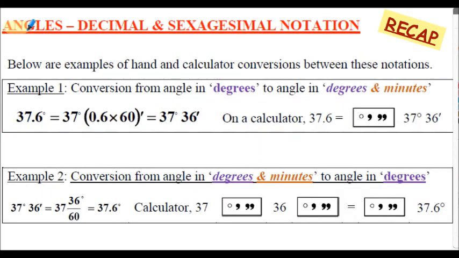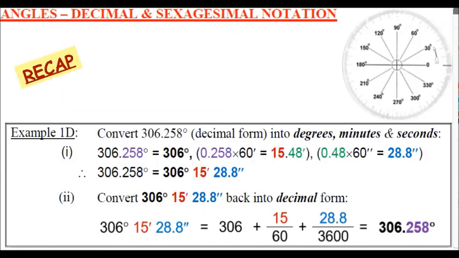Here's an example of converting angles from decimal to sexagesimal notation and vice versa using the inbuilt calculator functions. Again, we reviewed this conversion in a previous presentation. Here's actually a manual calculation between decimal and sexagesimal notation. This is purely for reference. We won't be undertaking this kind of calculation within this presentation.